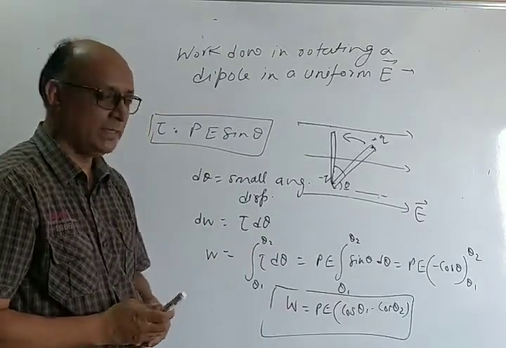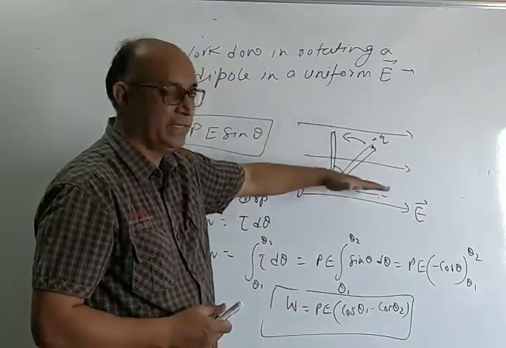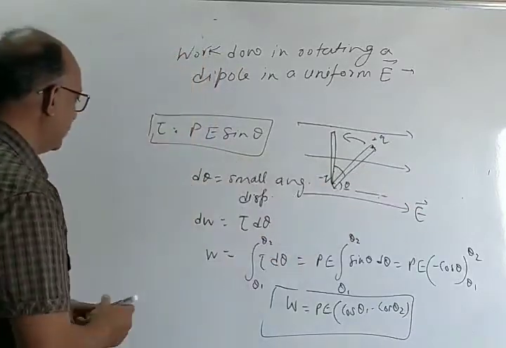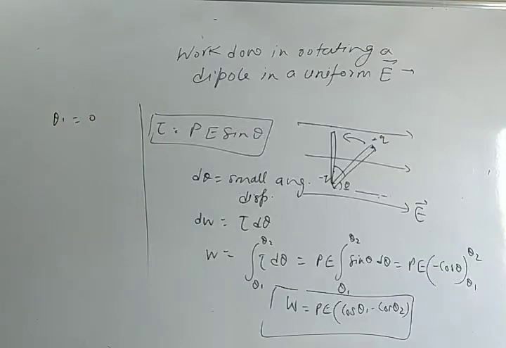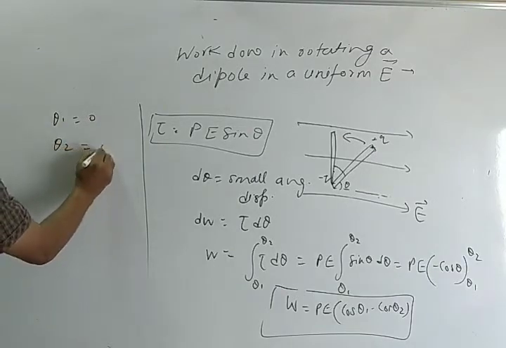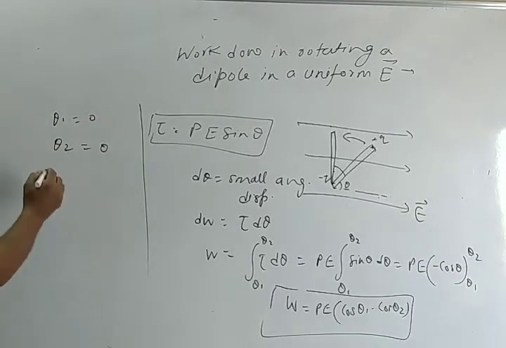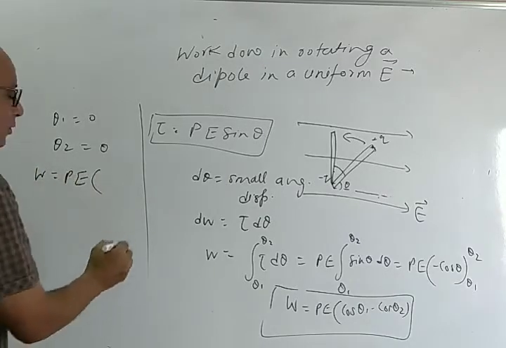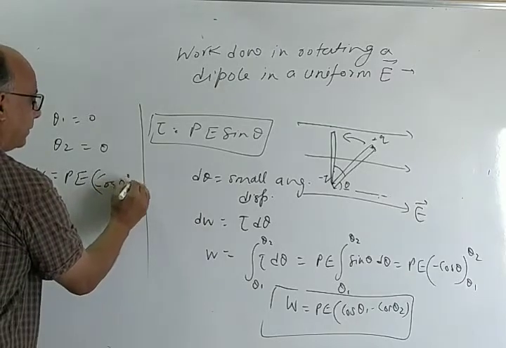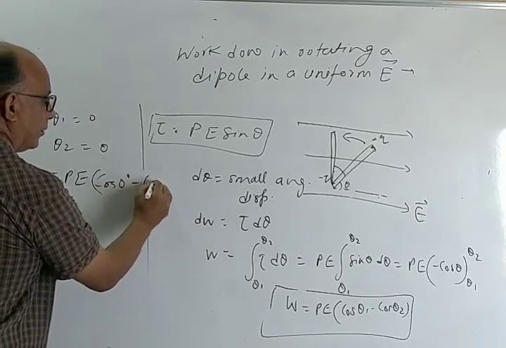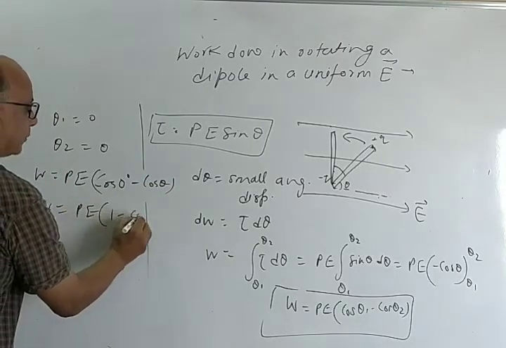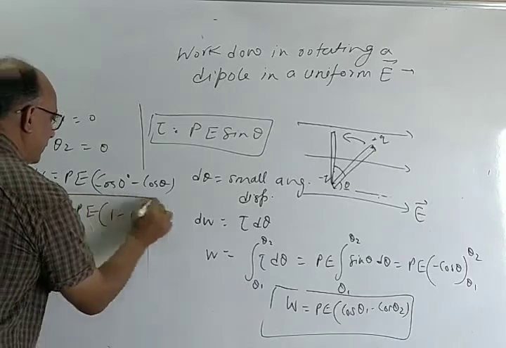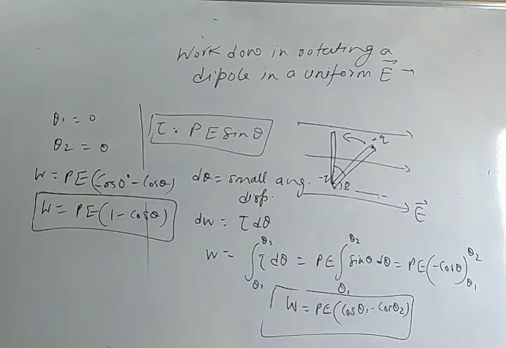Now it depends. Suppose your dipole is initially placed in the direction of the electric field, so in this case theta 1 is 0 and let us say theta 2 is theta. Then the work done changes, this is PE (cos 0 degree minus cos theta). So this work done is PE (1 minus cos theta). This is the expression for the work done.